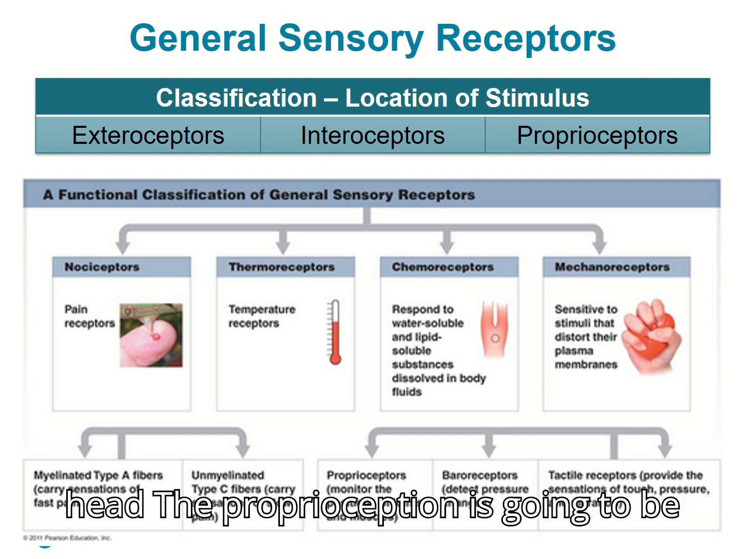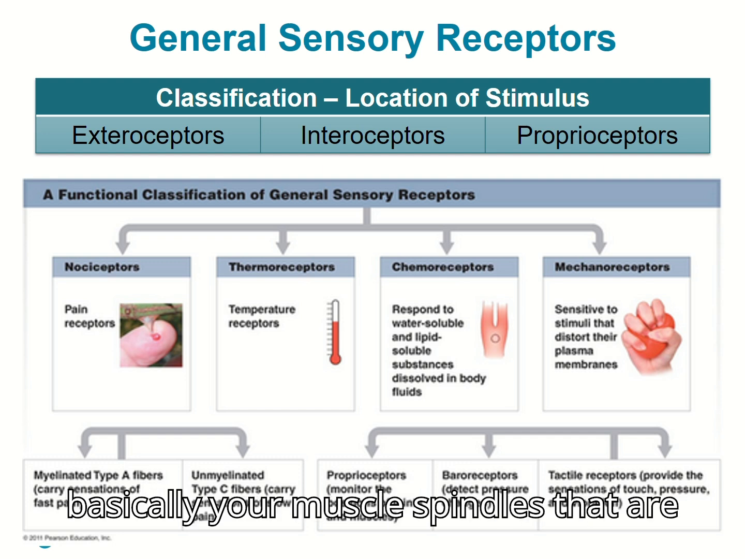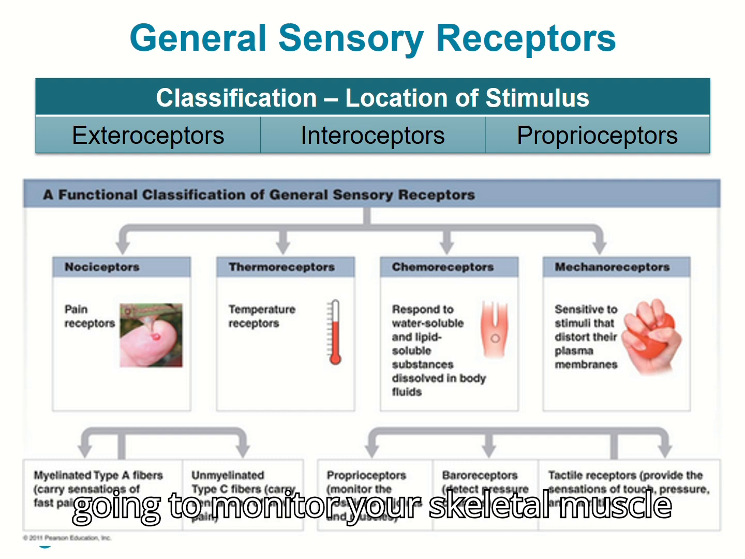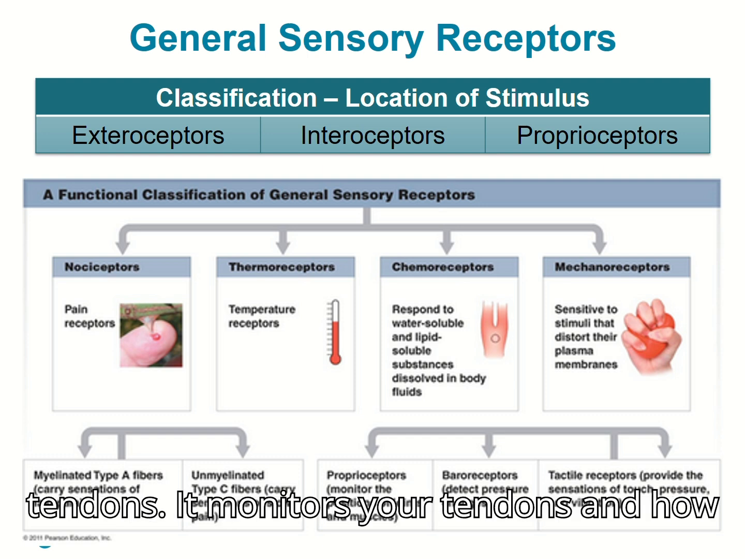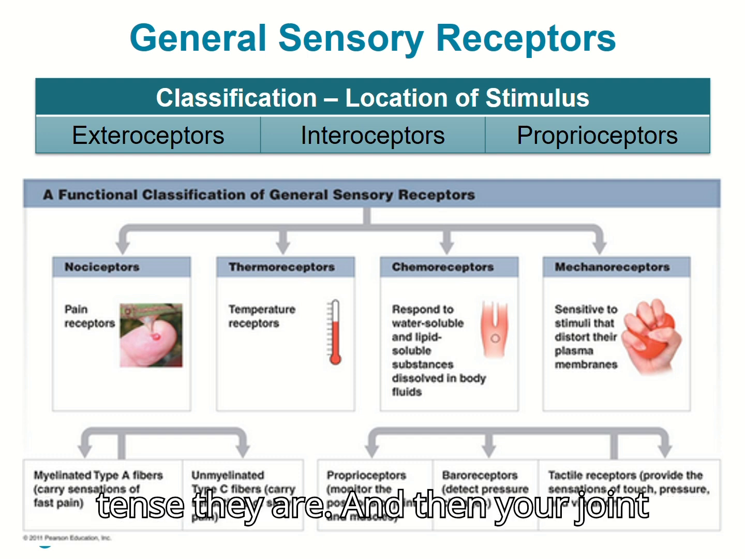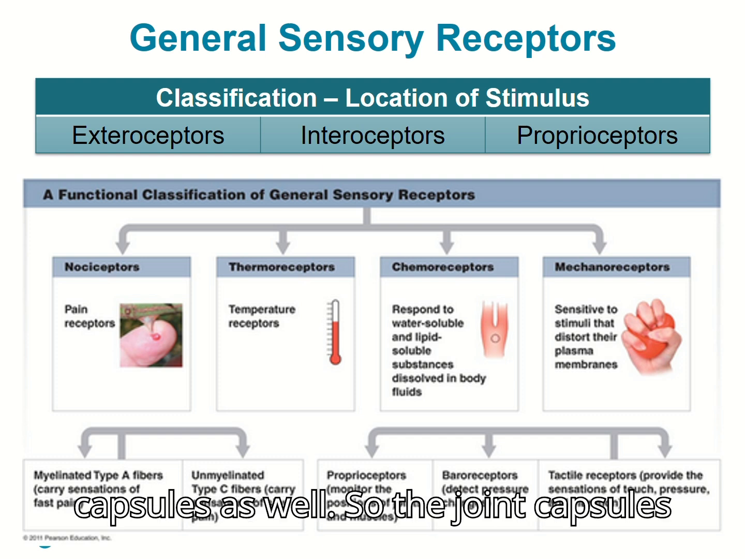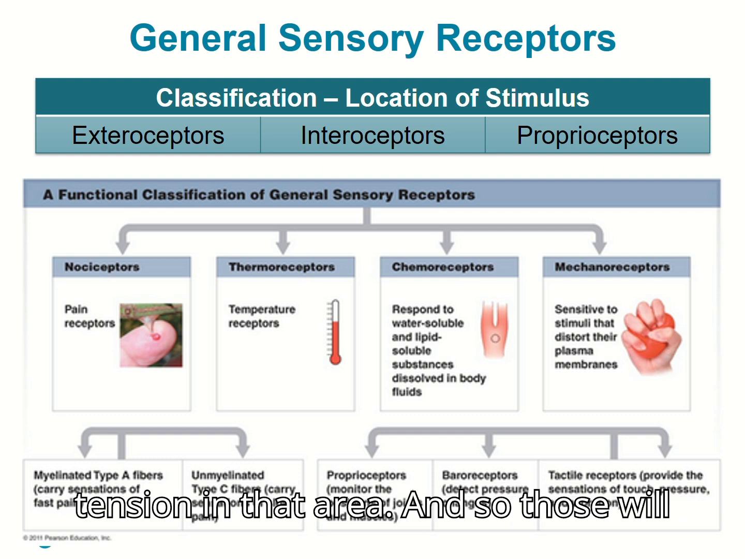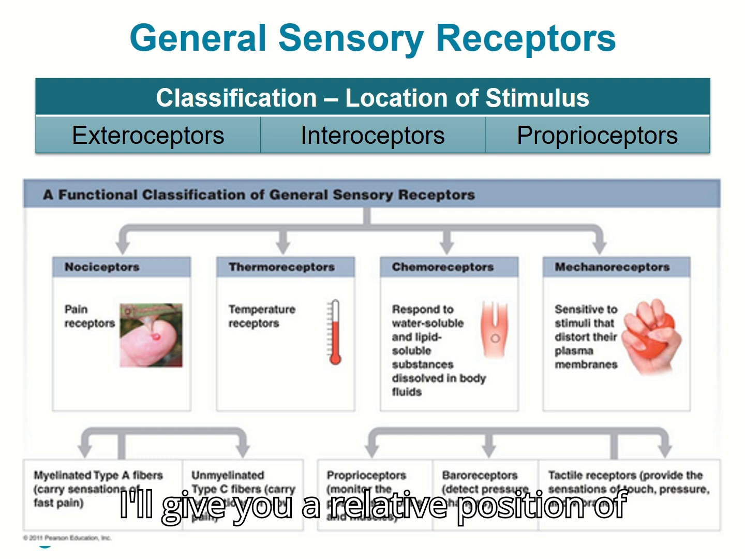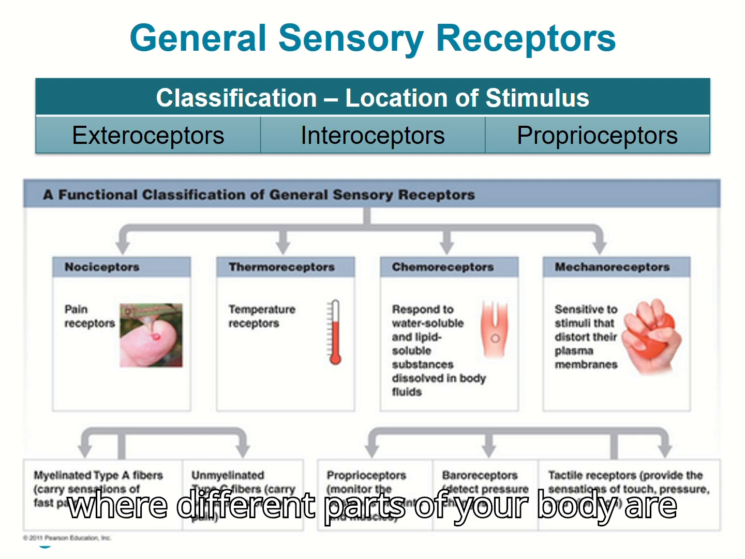Proprioception is basically your muscle spindles, which monitor your skeletal muscle length and your stretch reflexes, and your tendons. It monitors how tense your tendons are, and then your joint capsules as well. The joint capsules can detect the pressure, movement, and tension in that area, and so those will all give you a relative position of where different parts of your body are.